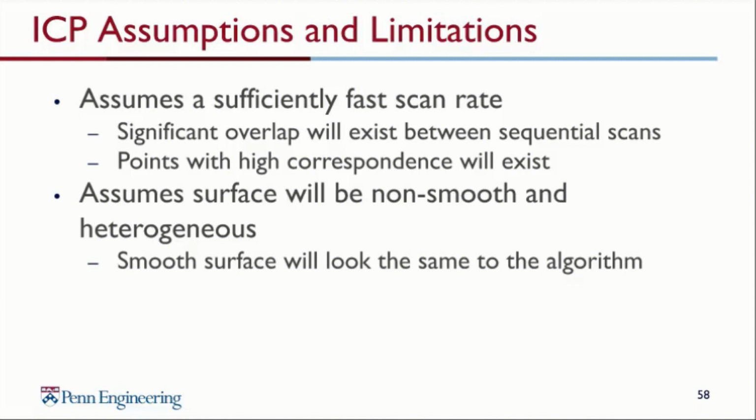Now, when ICP algorithms are used in the context of localization for autonomous robots, we have an additional set of assumptions. The first being that it assumes that we have a sufficiently fast scan rate. What this implies is that there will be significant overlap between the sequential scans, and so points with high correspondence will always exist. Another assumption is that the surface will be non-smooth and heterogeneous. The reason for this is because a smooth surface will actually look the same to the algorithm.